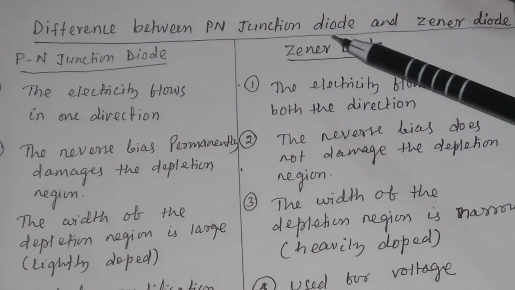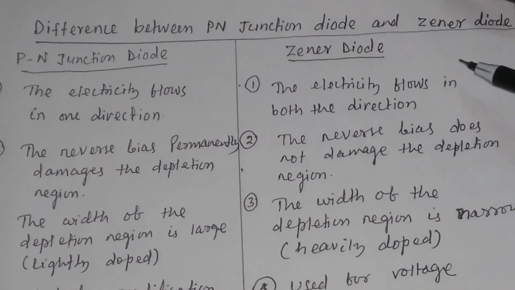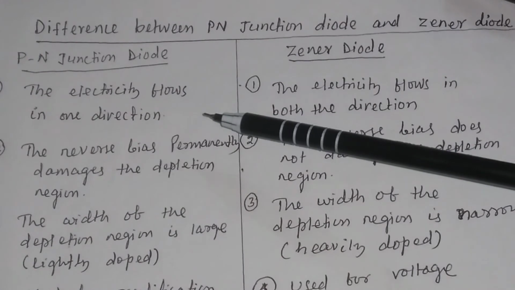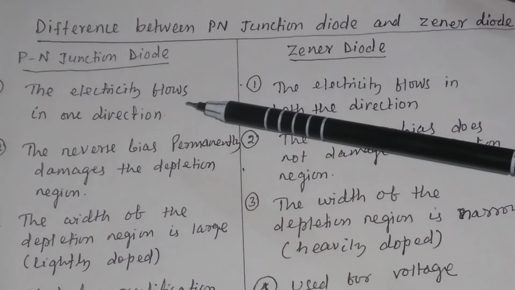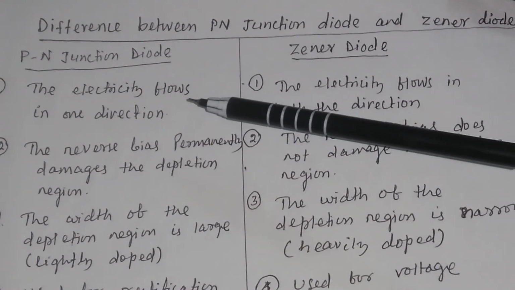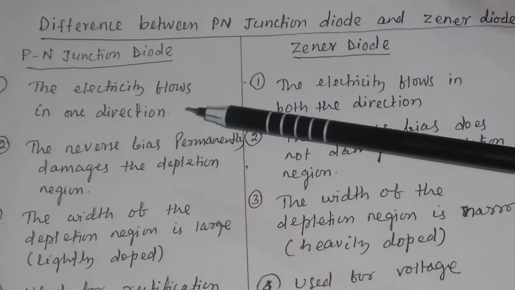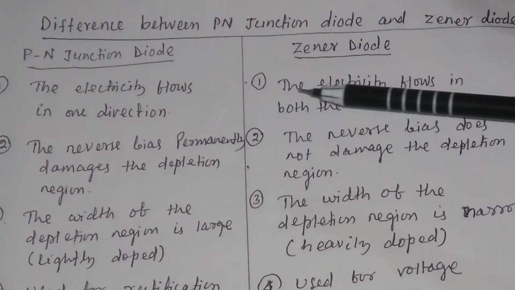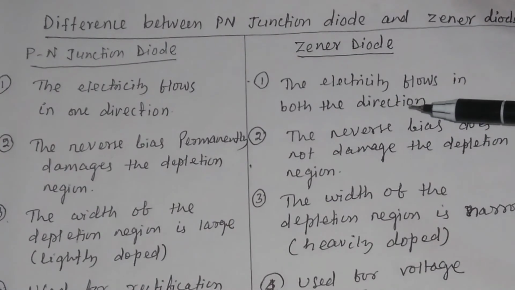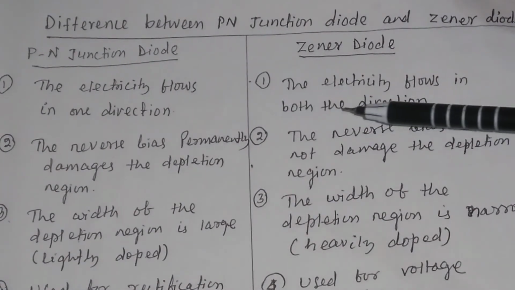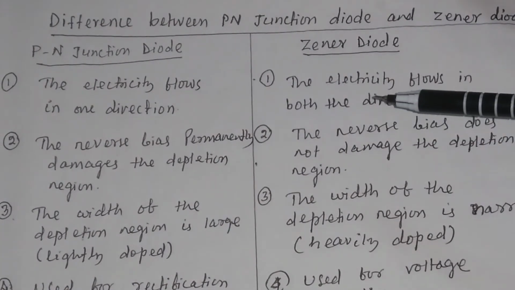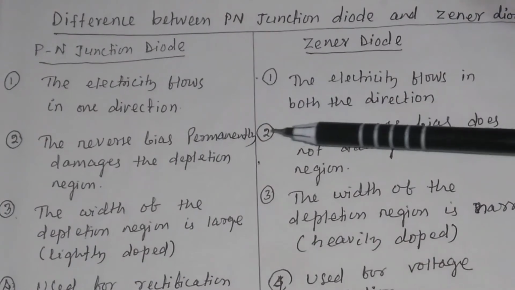Now we will discuss the difference between a PN junction diode and a Zener diode. In a PN junction diode, the electric current flows in one direction, basically in the forward bias direction. In the reverse bias direction, the flow of current is very small, of the order of microampere. But in a Zener diode, the electric current flows in both directions. In the forward direction, you will get current of the order of milliampere. In the reverse direction, you will also get current of the order of milliampere or higher.